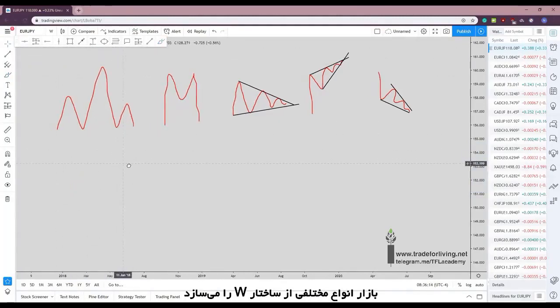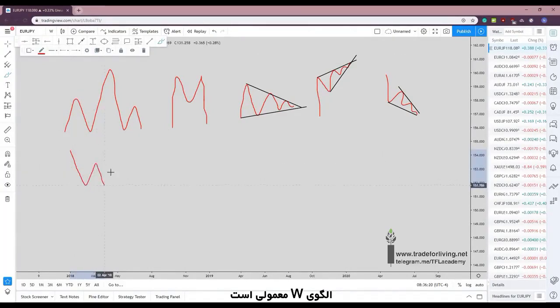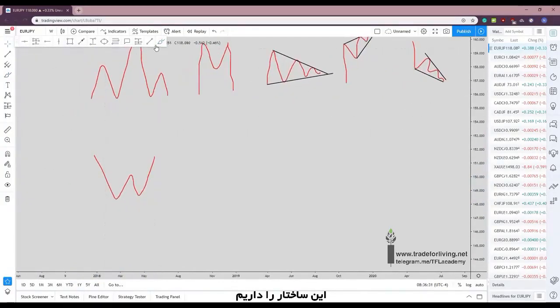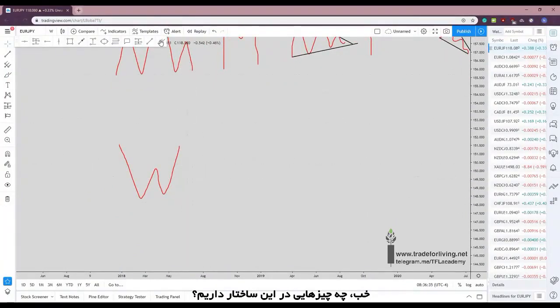Now there are many types of W's the market likes to create. The first type is the regular W. This is just a normal W formation. Let's make it a little bit lower here. The market goes down, up, down, up. Now with this kind of formation, so basically what do you have with this kind of W here? Usually with this W formation, the market goes to the high, makes an impulse to the downside, makes the retracement, it goes for another impulse.